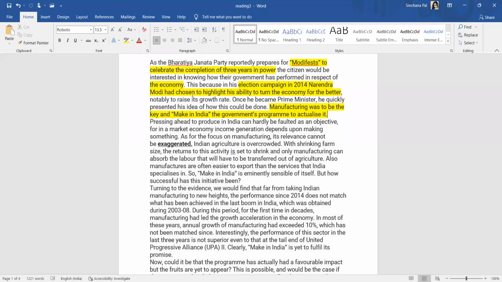So for next generation depends upon making something in India. So it will affect our economy greatly. So if India becomes a manufacturer of something, then it will obviously help the generation, the economy.